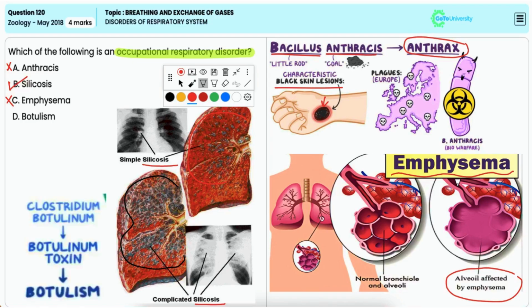Option D, botulism. It is also incorrect. Botulism is an illness caused by Clostridium botulinum toxin, usually due to food contamination.